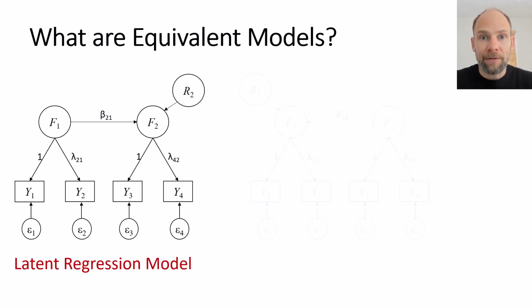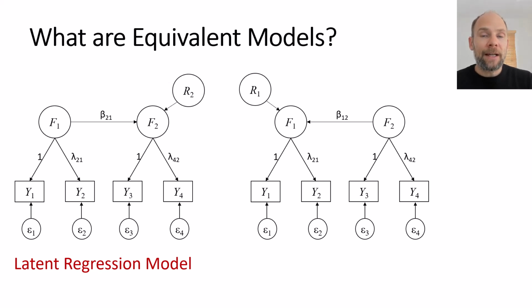However, it can be very easily shown that this latent regression model has an equivalent counterpart where f2 predicts f1. So you reverse the arrow. Now the beta coefficient is for the prediction of f1 on f2 in a linear regression, and there's a residual r1. The measurement model is the same, so we have the same indicators. And now this model hypothesizes, or implies, so to say, that f1 is caused by f2. And this model will fit the exact same as the model on the left-hand side.